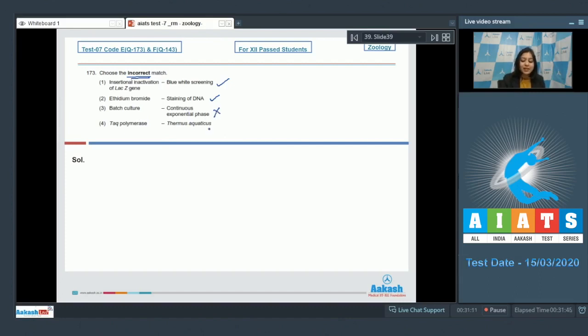Number 3, batch culture, continuous exponential phase. Now this is incorrect as a continuous exponential phase is maintained in continuous culture. Batch culture is a closed system whereas continuous culture is an open system in which the contents are continuously added and the product is continuously retrieved. Number 4, Taq polymerase is obtained from Thermus aquaticus. This is a thermostable enzyme which is obtained from this thermophilic bacterium. So this is also correct. So the incorrect match is option number 3. Moving ahead with the next question.